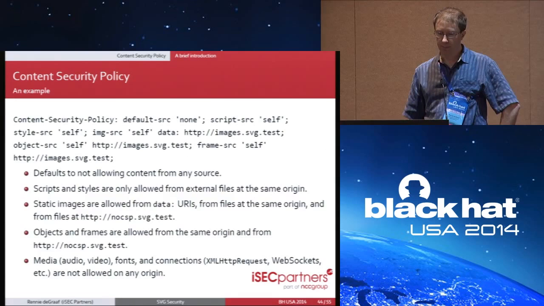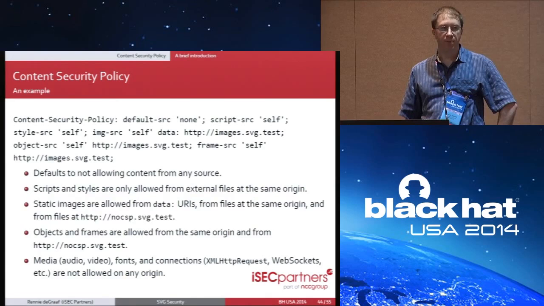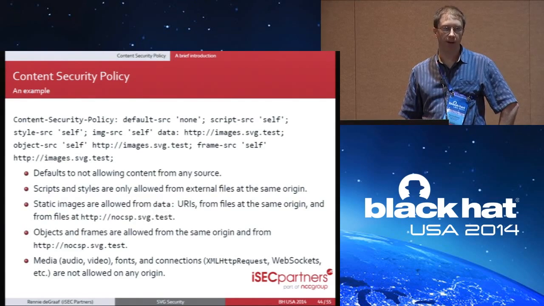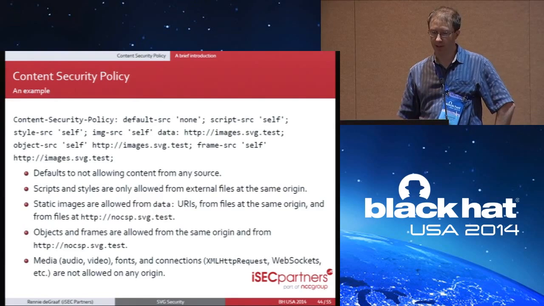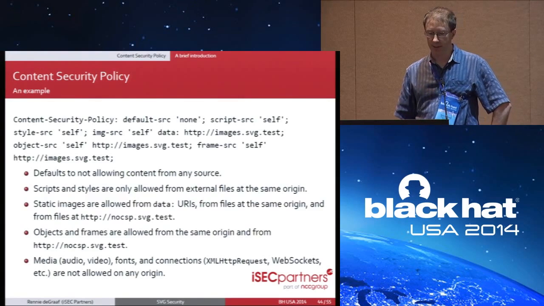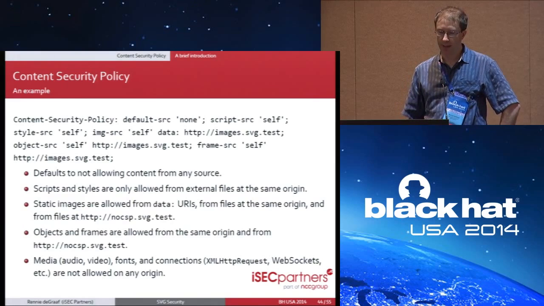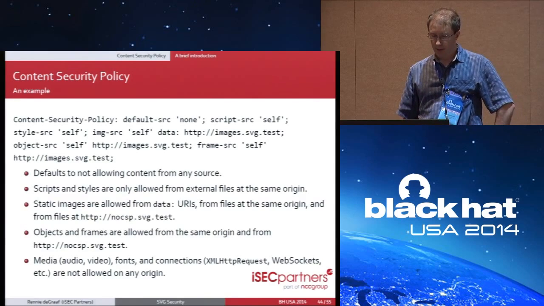So here's an example. First off, I set default source to none, which means that any policies that aren't overridden later on default to not being allowed from any origins. Then I set script source and style source to self, meaning that scripts and style sheets are only allowed to be loaded from external files at the same origin. Inline scripts and styles aren't allowed.